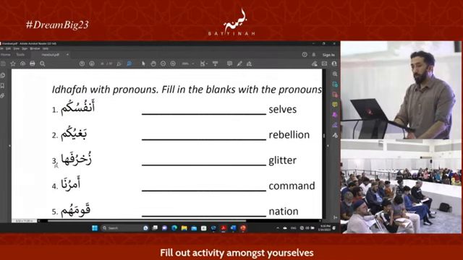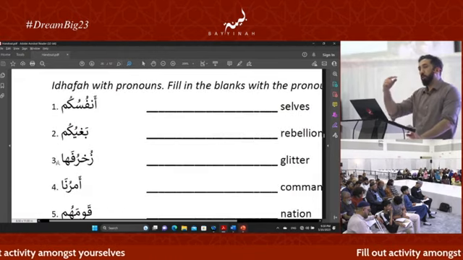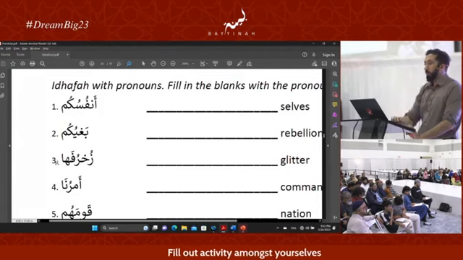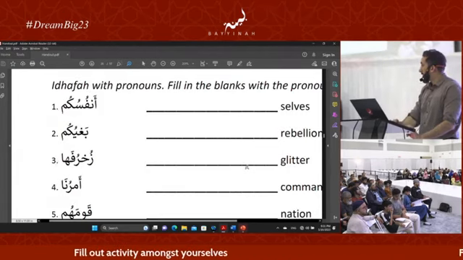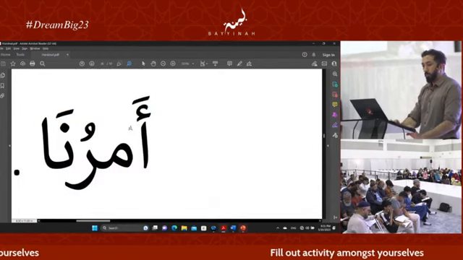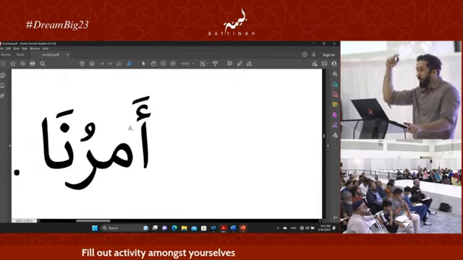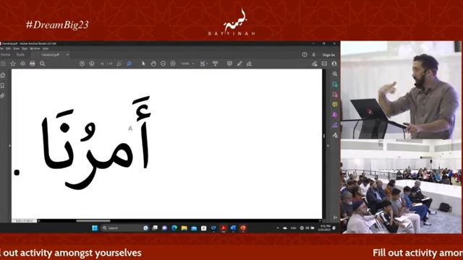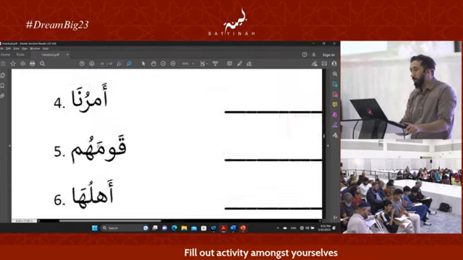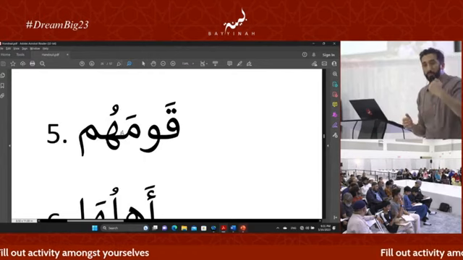Anybody have trouble with number 3? If you have trouble with number 3, what is the origin of ha? Which means she. So whose glitter? Her glitter. Amruna. Whose command? Where does na come from? Same process. Na comes from nahnu. So that means our command. Our command. Qawmahum. Yes, question.